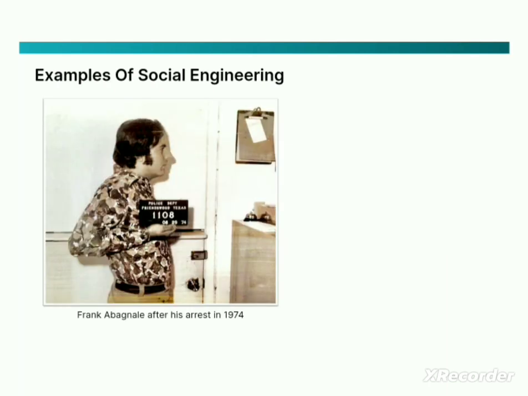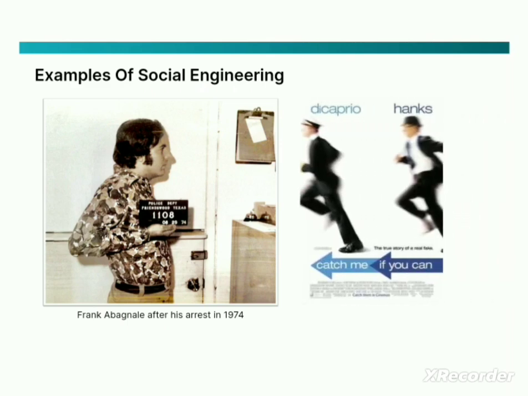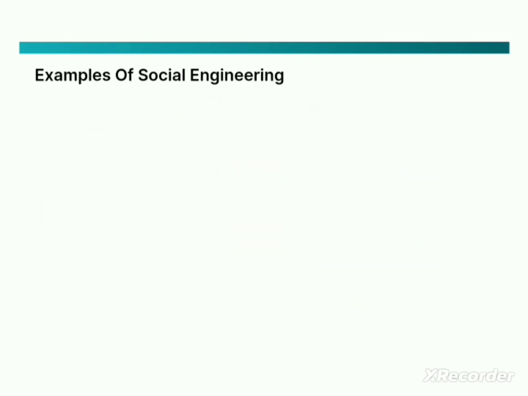Perhaps the most famous social engineering bad actor is Frank Abagnale. His criminal life was depicted in the movie Catch Me If You Can and in an autobiography by the same name. The book and movie reveal how Abagnale successfully impersonated a doctor, lawyer, and airplane pilot to gain people's trust and take advantage of them.